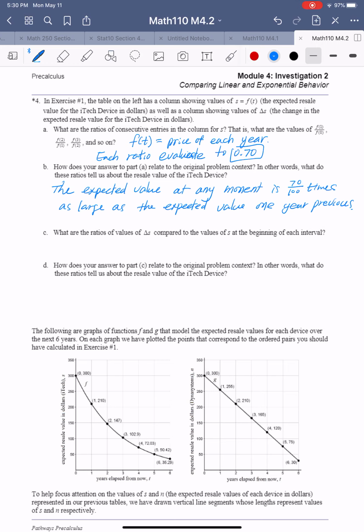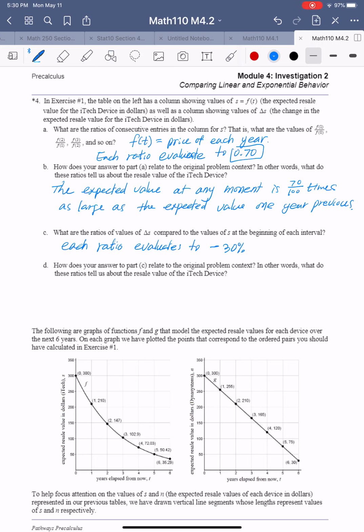C. What are the ratios of the value delta s compared to the value of s at the beginning of each interval? So each ratio, which is the delta s over s, evaluates to negative 30, the 30%.